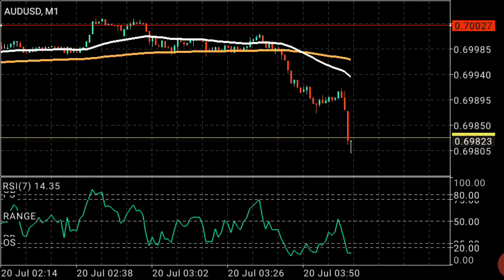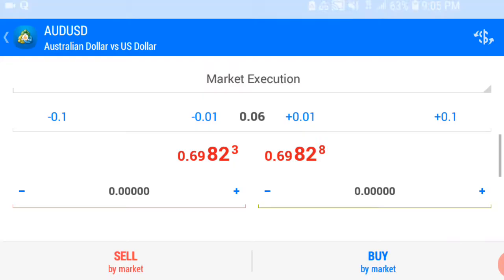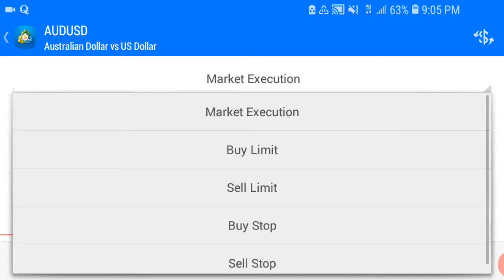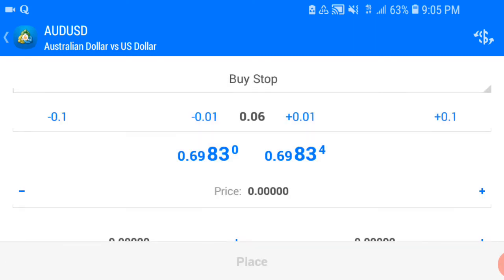And if it is, I'm going to show you how to do buy stops and stuff. So come up here, market execution. Today I'm just going to show you what I can. So a buy limit is... I'm not 100% sure. Just give me a second. Let me make sure I'm right.